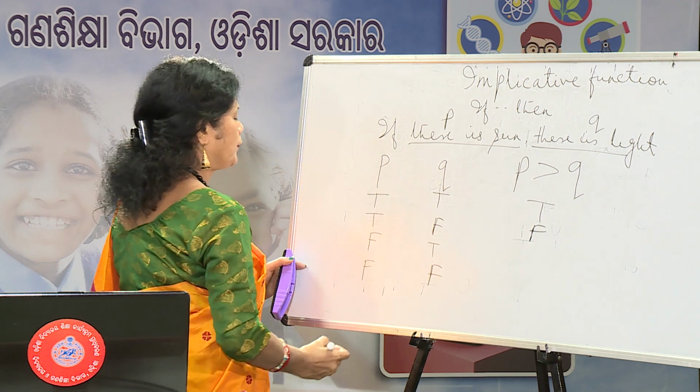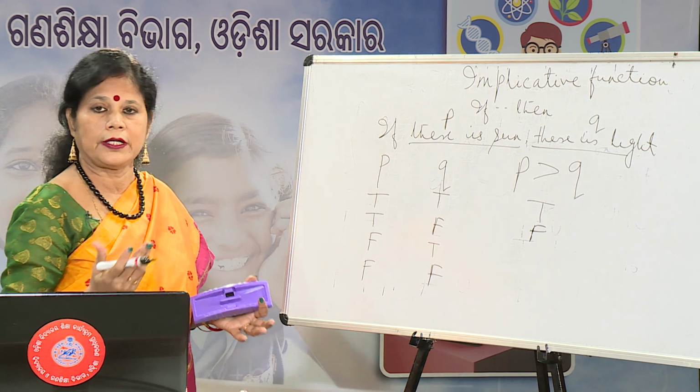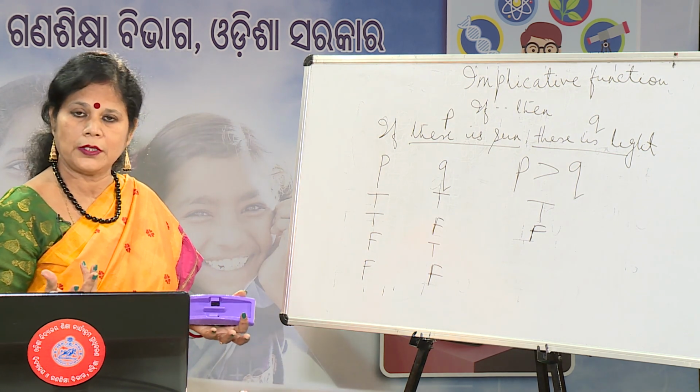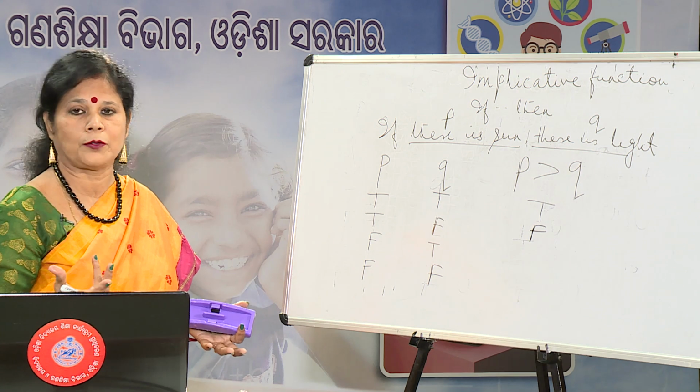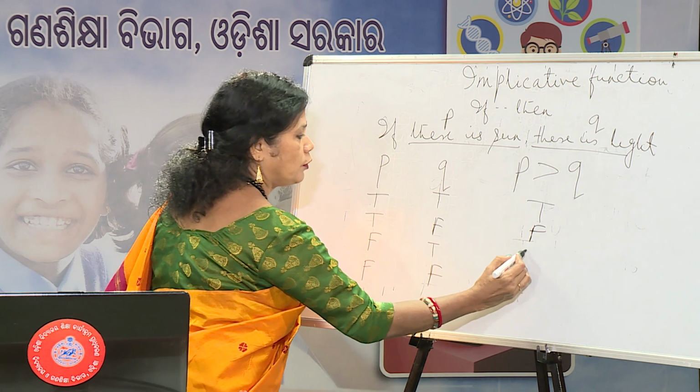This is false. Now there is no sun but there is light. Sun nahi kintu light achi. Possible. At night there is no sun, but we get light from electricity, from a lantern. So this is also true.